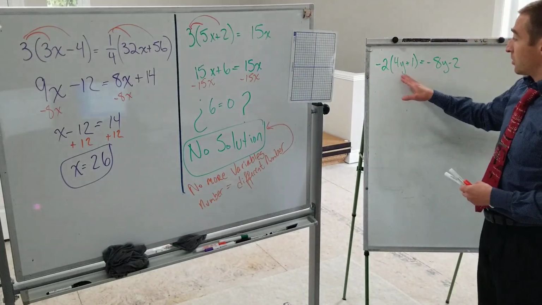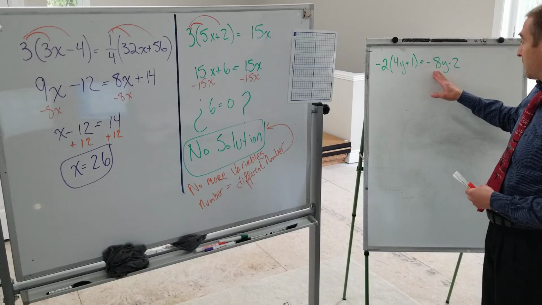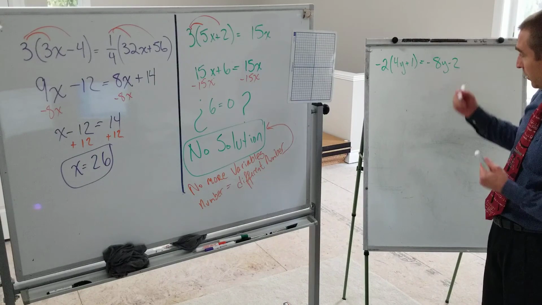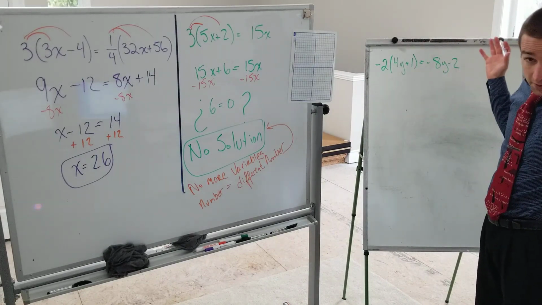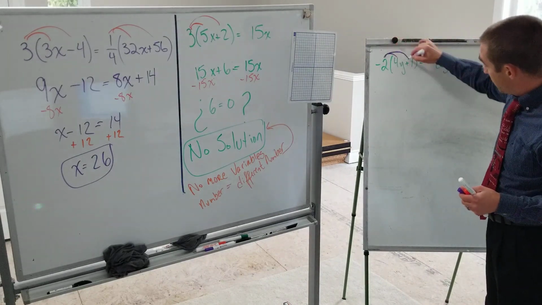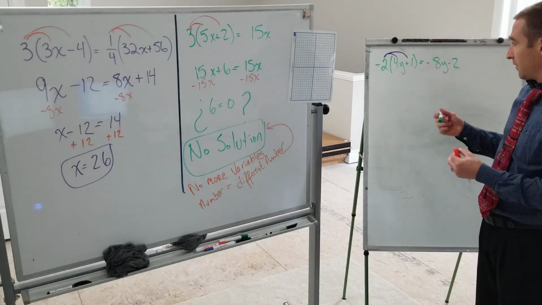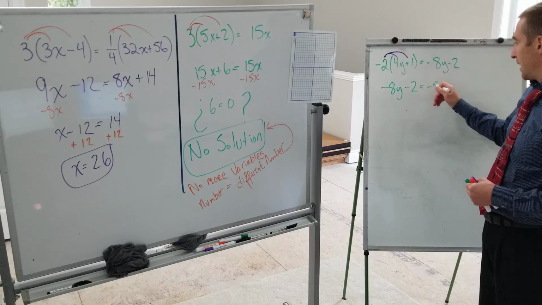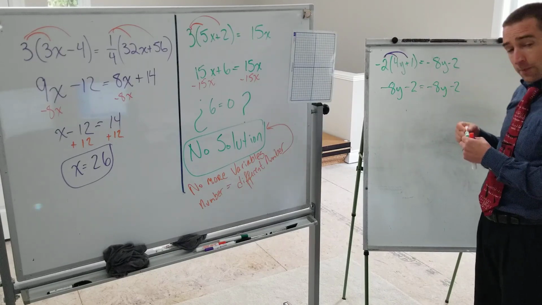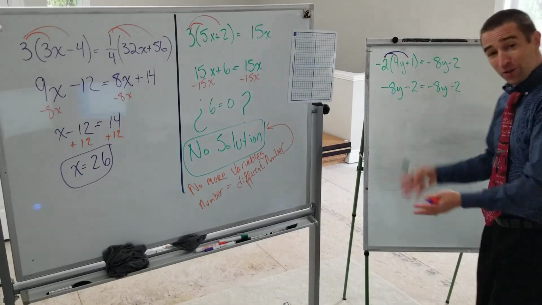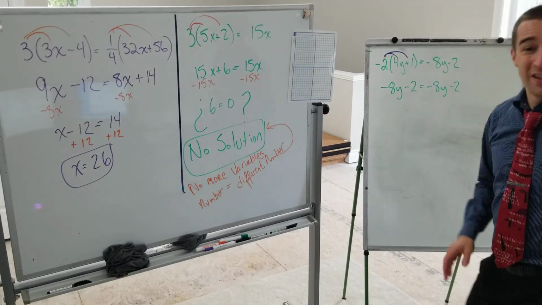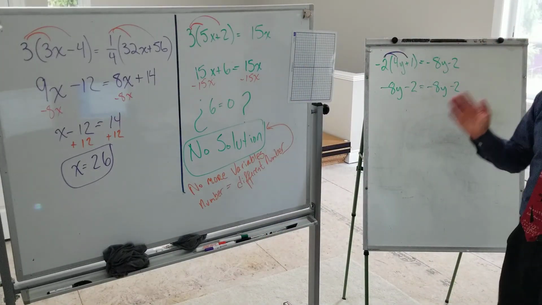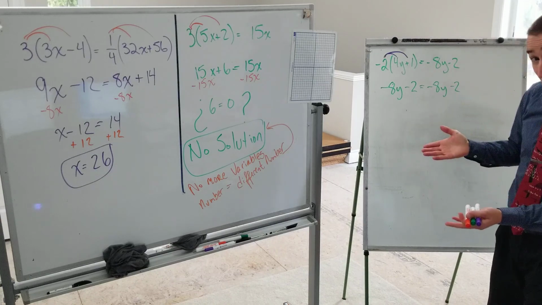So here we have negative 2 times 4y plus 1 equals negative 8y minus 2. Sorry, that's a 4y, I said x. So what we're going to do is simplify. First step, simplify. We're just going to distribute this negative 2. That gives us negative 8y minus 2 equals negative 8y minus 2. Some of you might be like, woohoo, look, that's true. Negative 8y minus 2 is 100% equal to negative 8y minus 2. They're the same thing.